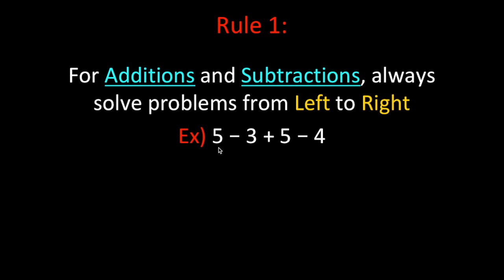So first you start with 5 minus 3, that's 2, plus 5 minus 4. Now you continue the problem from left to right. 2 plus 5 is 7. Now you bring down the minus 4. The last step is 7 minus 4 is 3. So you solve this problem. Always start from left to right when you have addition and subtraction.